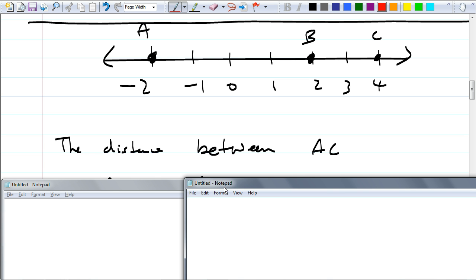Actually, since I have a signature, let me just call on someone here. How about Jack? What do you think, sir? Where are you, Jack? Oh, wait. I'm in the wrong period. Okay. Jonathan. Yeah. What do you think? What's the distance between AC?